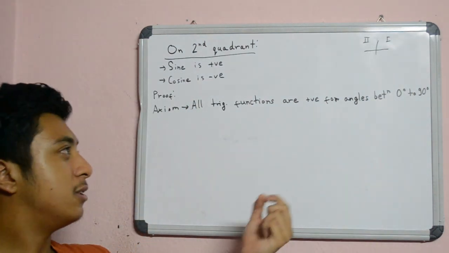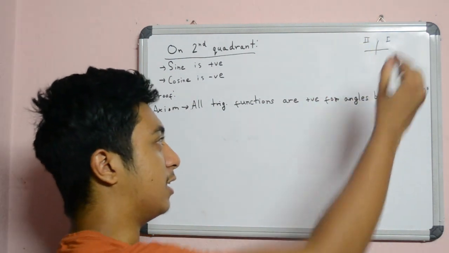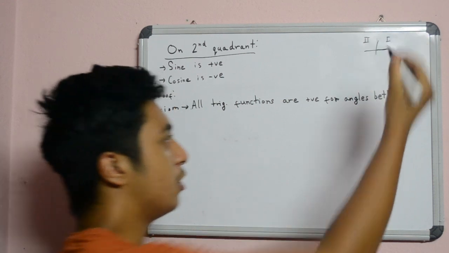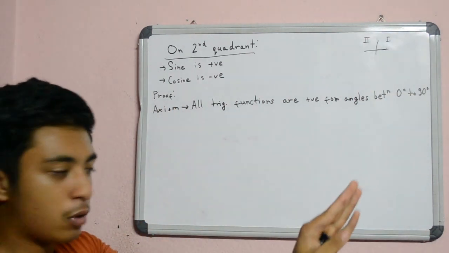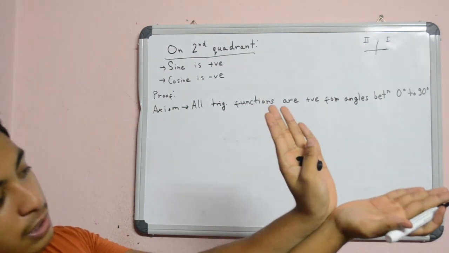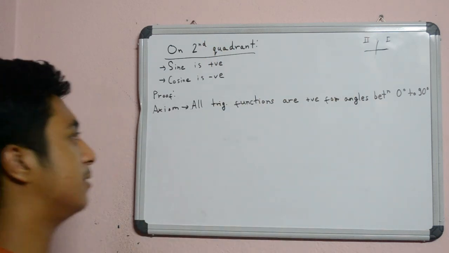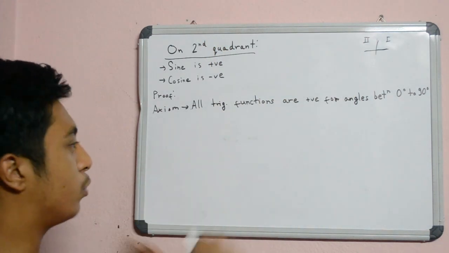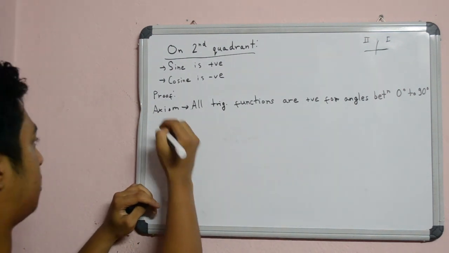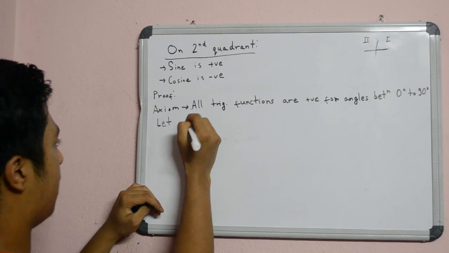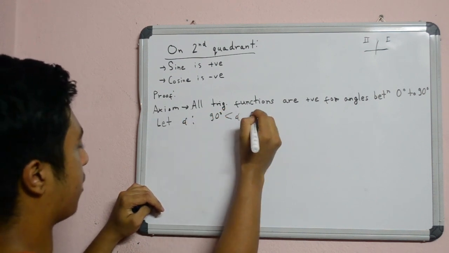And we want to know what angles lie on the second quadrant. So in the first quadrant, if we start from this line, it goes from 0 to 90. Now for the second quadrant, it goes from 90 to 180. So we are dealing with angles between 90 to 180, and I'm going to let such an angle be alpha, and I'm going to let alpha be between 90 degrees and 180 degrees.